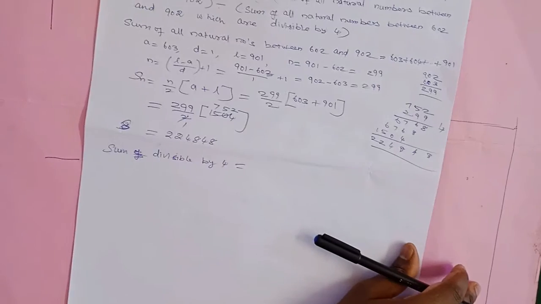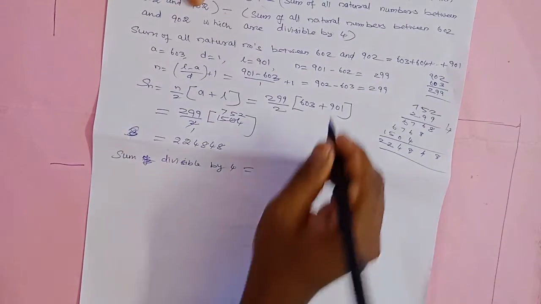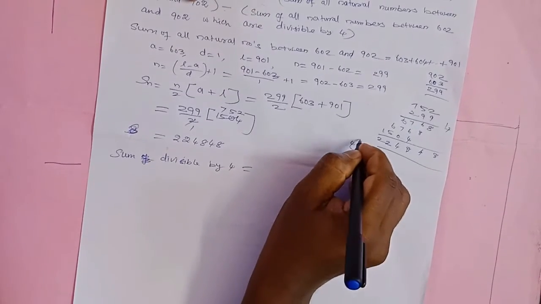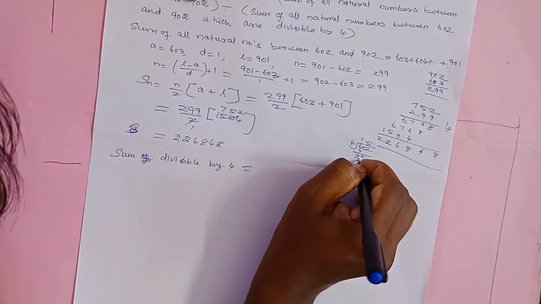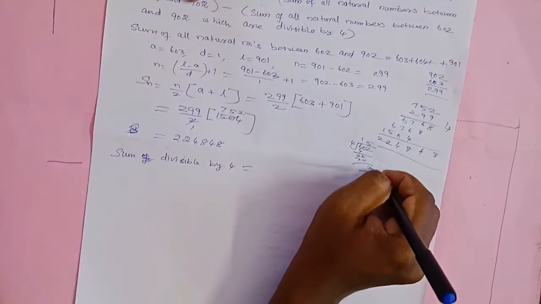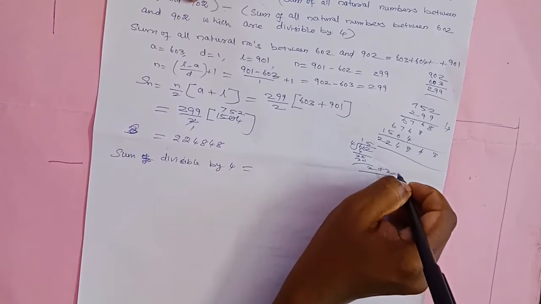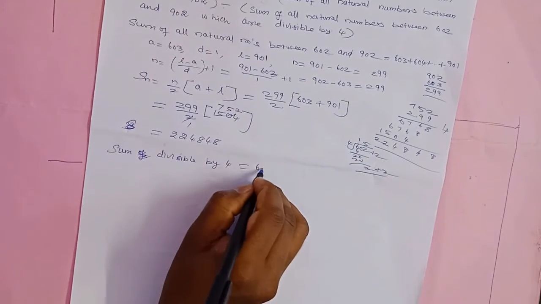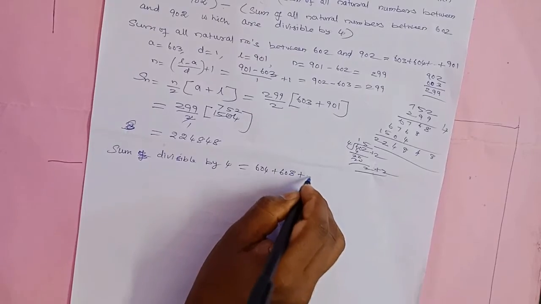So the first number between 602 and 902. Divide 602 by 4. 1 4 is 4 remaining 2, 20. 5 4s are 20 remaining 2. Since it has remaining 2, to be divisible by 4 we need 2. So add the 2 to 602. The first number is 604. The next number is 608, and so on.